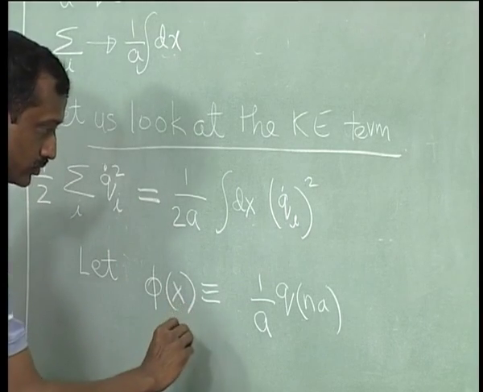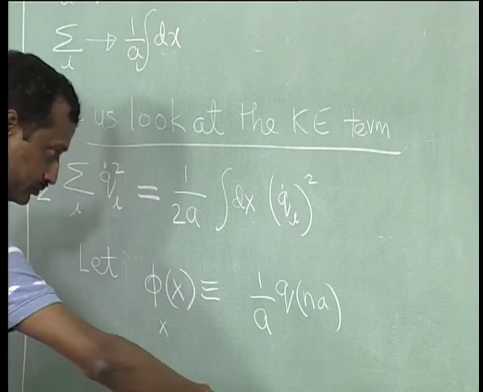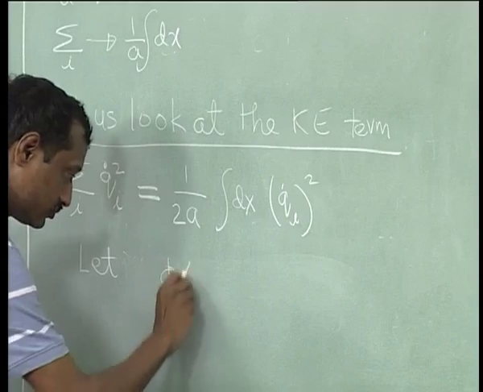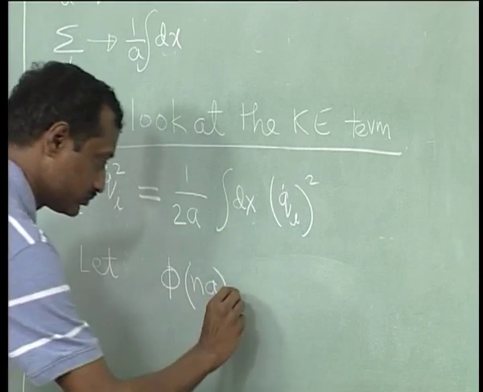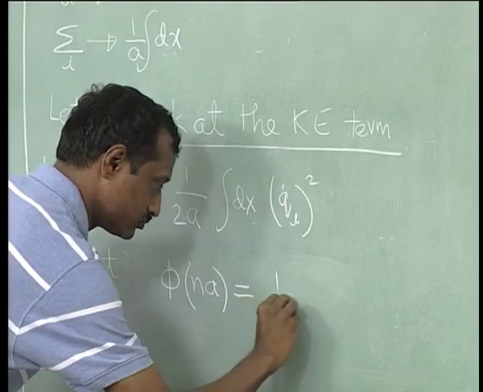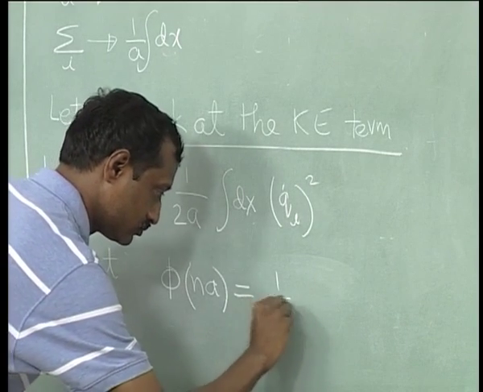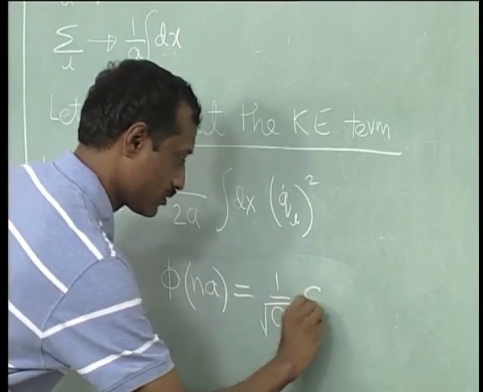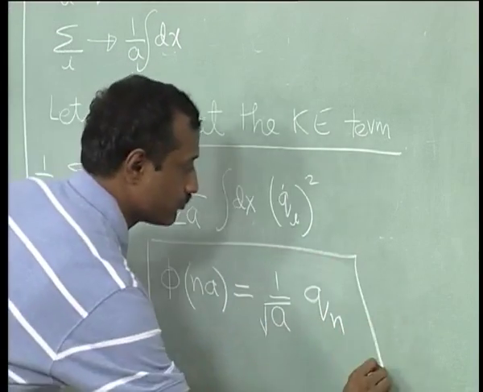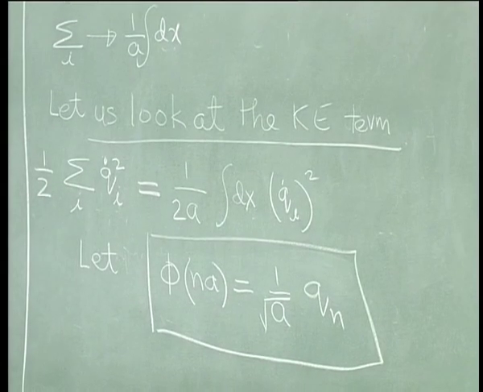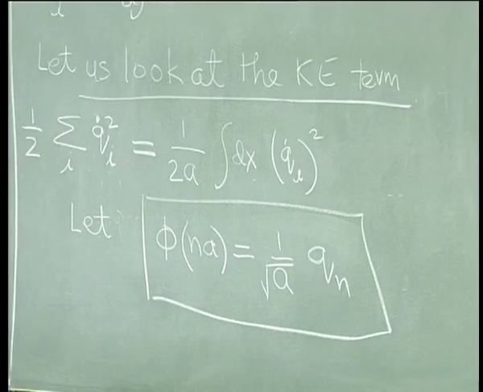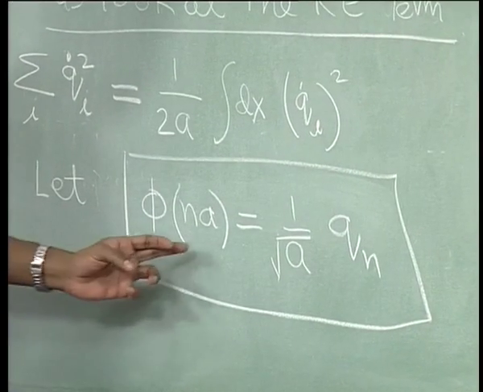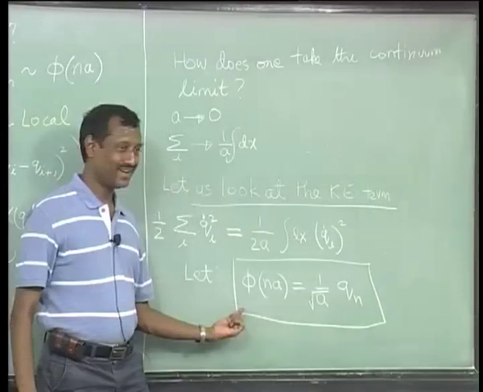x equal to, yeah, thank you. I just need to put a square root, right, because there is a square out here. Okay. So it is important to note that this is your continuum field and this is the discrete field.